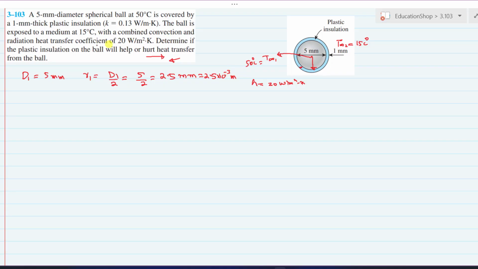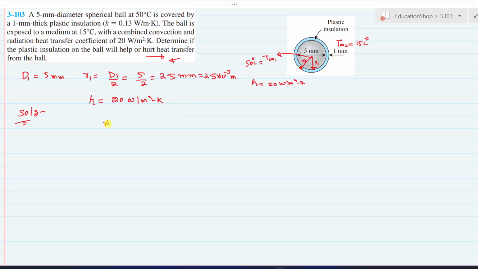The combined convection and radiation heat transfer coefficient is also given, that is h, and it is 20 watt per meter square Kelvin. Now we will find whether this plastic insulation provided over the spherical ball will increase or decrease the heat transfer. Coming toward the solution, the most important thing first of all is to find the outer radius. This is the radius R1 of this ball. This is the radius R2.